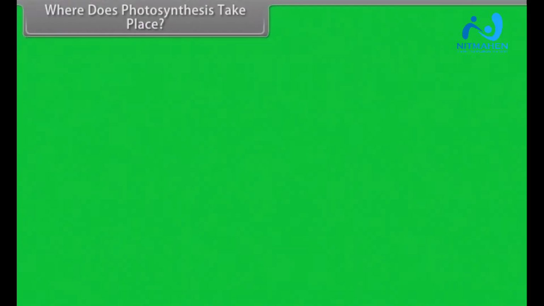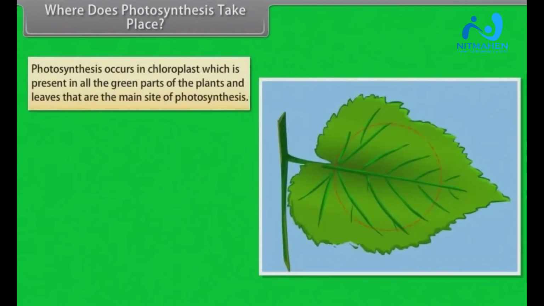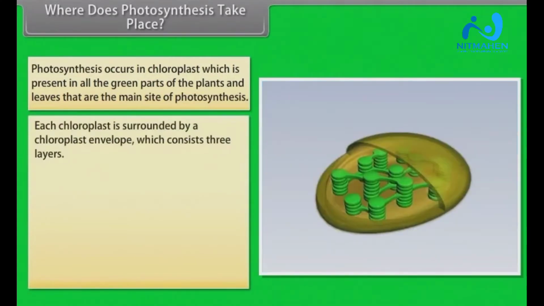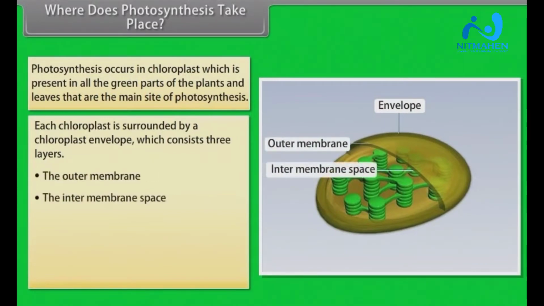Where does photosynthesis take place? Photosynthesis occurs in the chloroplast, which is present in all the green parts of the plants, and leaves are the main site of photosynthesis. Each chloroplast is surrounded by a chloroplast envelope, which consists of 3 layers. They are the outer membrane, the intermembrane space, and the inner membrane.